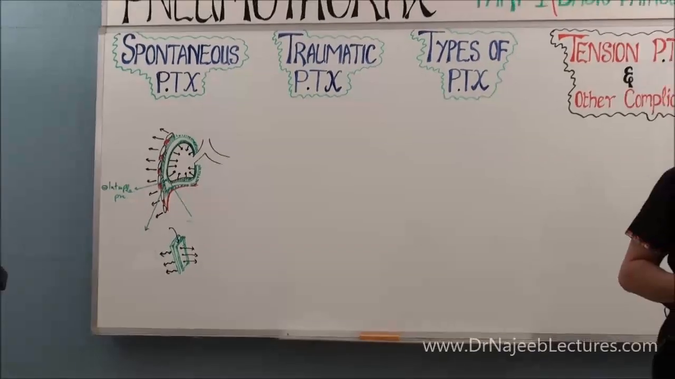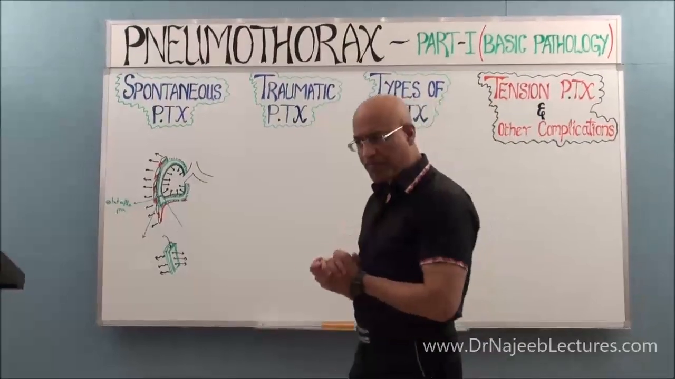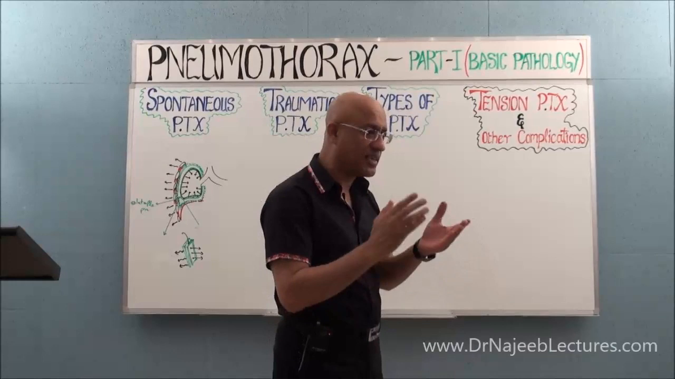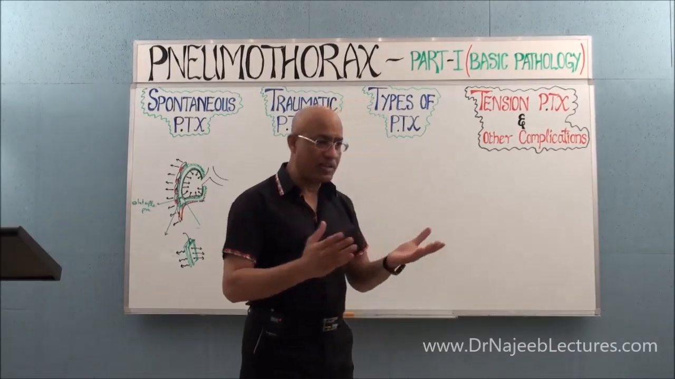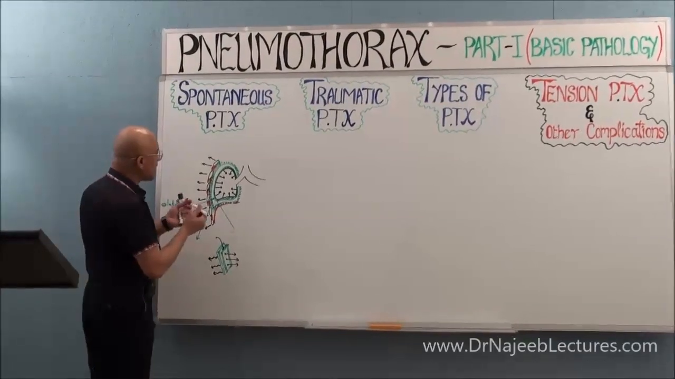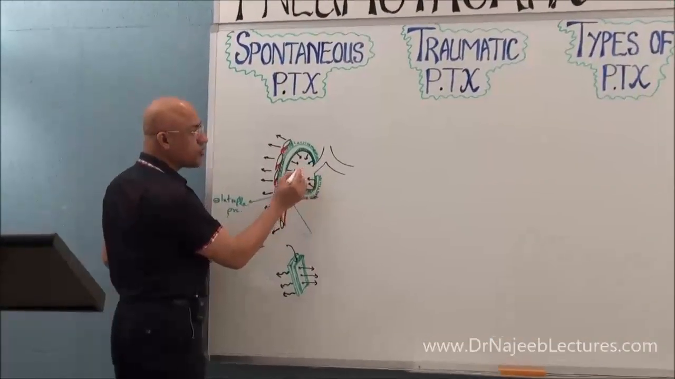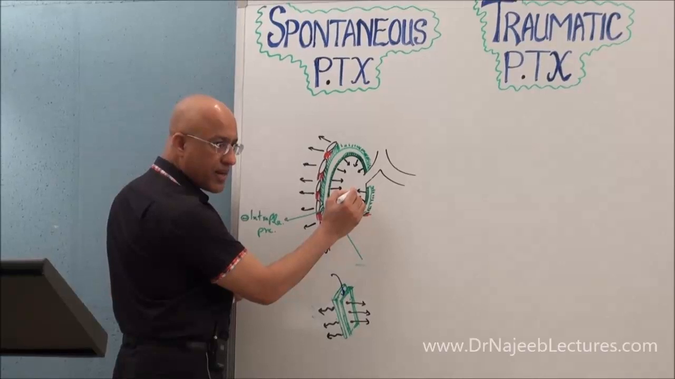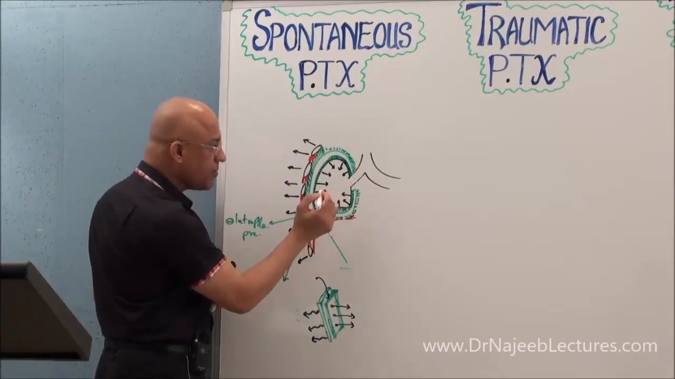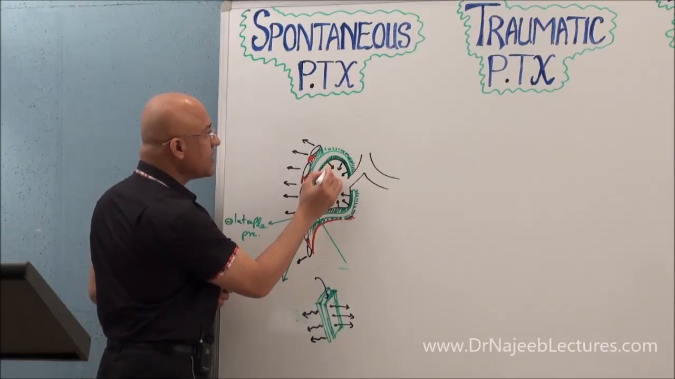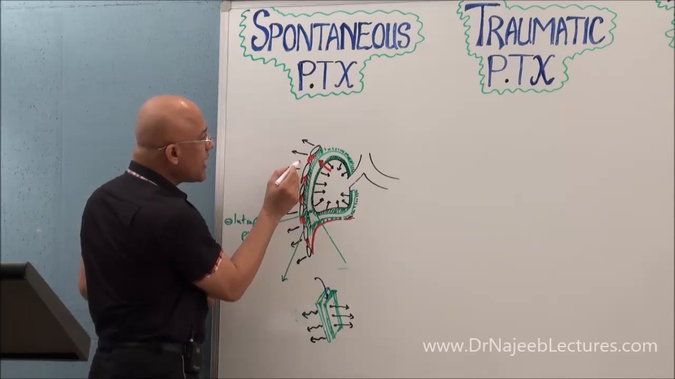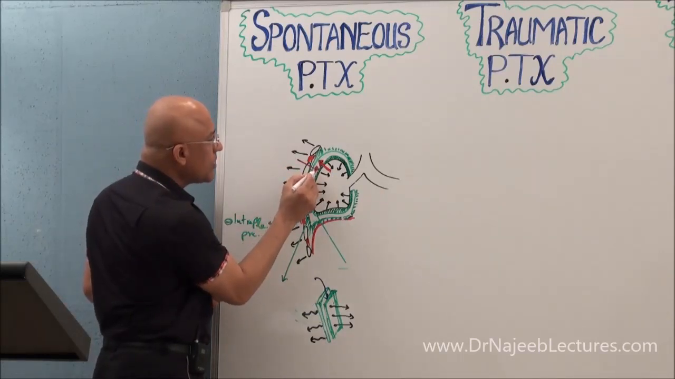But the question is, from where does the air come? From where does air enter into the pleural cavity? Very simple. Normally air is present in the lung parenchyma, in the alveolar, conducting and alveolar system, the respiratory system. So either air can enter from, what is this side? From the lungs. Or air may enter from the chest wall.